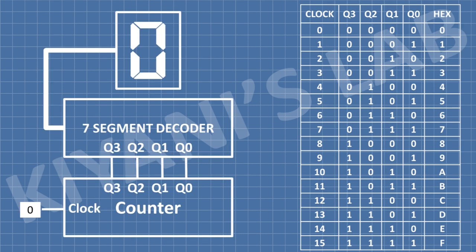Now this is a counter with a 7 segment decoder. Whenever a clock occurs, the output of the counter is incremented by 1, and that value is decoded by the decoder and displayed on the 7 segment display.